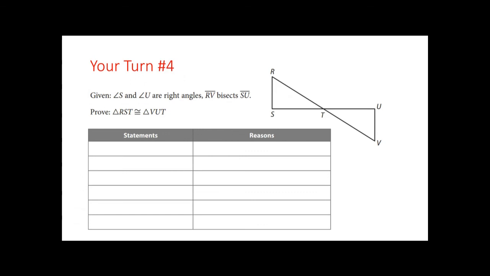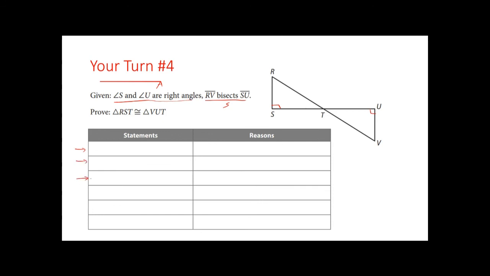All right, your turn number 4. They give us some angles. Very nice, and I'm not fixing that. That's just going to annoy you guys subconsciously for a little bit. All right, so angle S is 90 degrees, nice, as is angle U. And then they tell us that RV bisects SU. That's really good. So what does that mean? It's definitely going to get you your side, but you have to figure out what it is. So start with what they gave us.